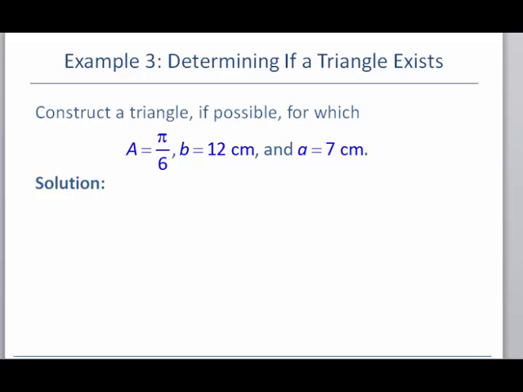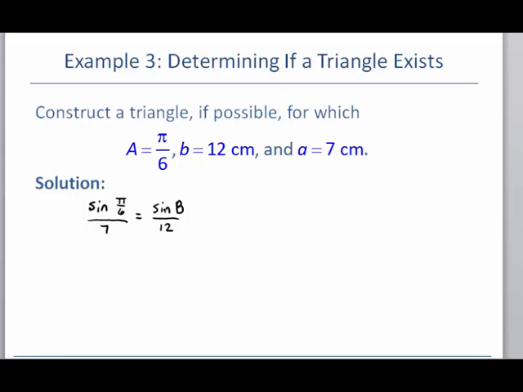So we're going to begin by setting up a law of sines proportion for the information that we're given. Note that we are given both angle A and side A, so we definitely would want to use the fraction involving the A's. I'm going to start with sine of pi over 6, divided by side A, which is 7. In terms of the second fraction, since we're given side B is 12, we'll set this equal to sine of angle B over side B, which is 12.